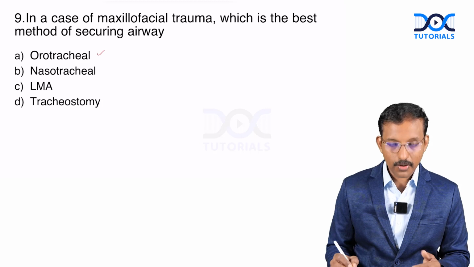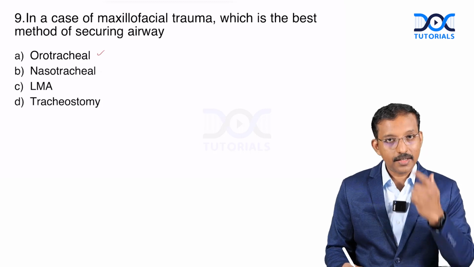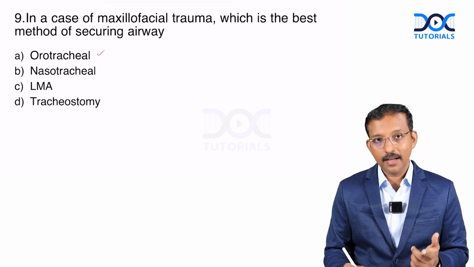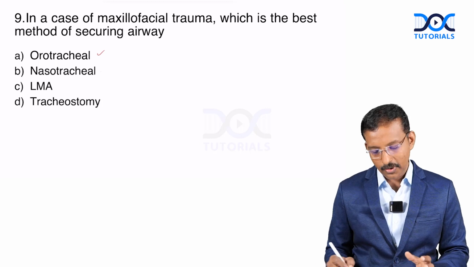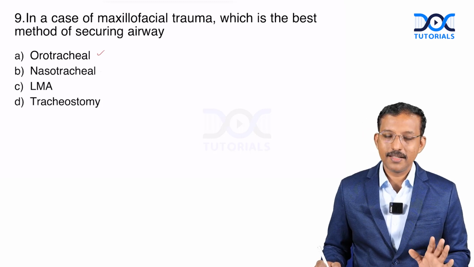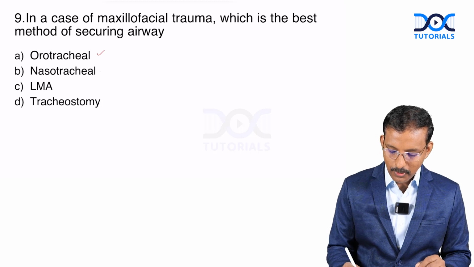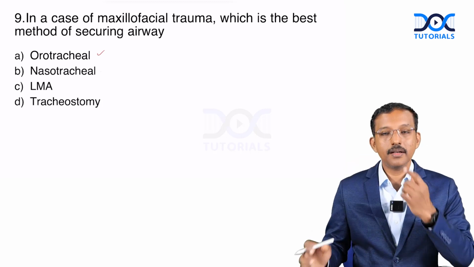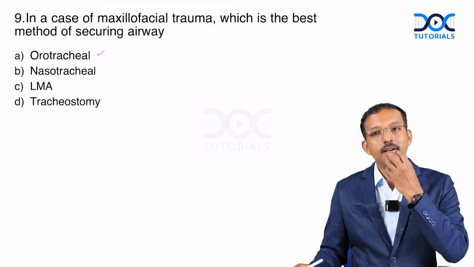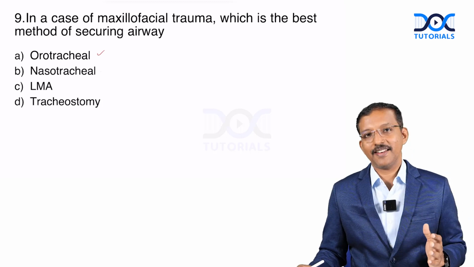One is orotracheal intubation, our normal route. Another is nasotracheal intubation. Third is an LMA, which is a supraglottic airway. And the fourth one is tracheostomy. All of you know the answer is tracheostomy. Why? Because orotracheal intubation is being performed with a mandibular fracture, and laryngoscopy seems to be very, very difficult, isn't it?